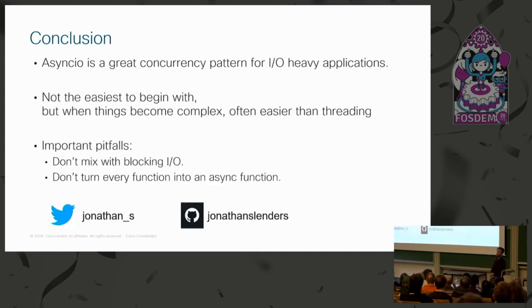So to conclude, async I/O is a pretty great concurrency pattern for I/O heavy applications. Not so much for CPU intensive applications, but if you're dealing with a lot of I/O and many connections, then async I/O is great. It's not the easiest to begin with, honestly, but very often when things become more complex, it is much easier than threading to get right. And then the important pitfalls I would like you to remember: try not to mix async I/O code with blocking I/O, unless you use an executor, and try not to turn every call into an async call. So that's what I have.